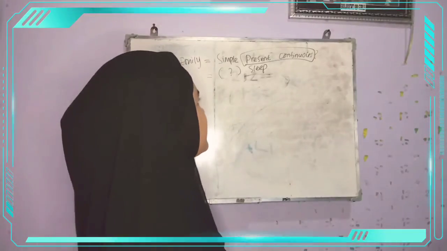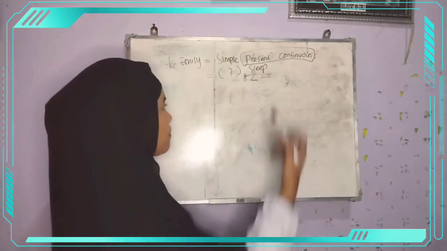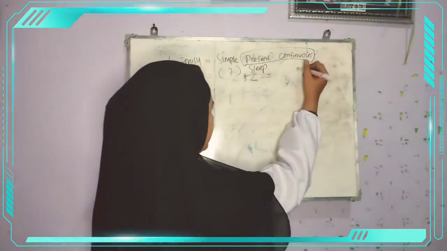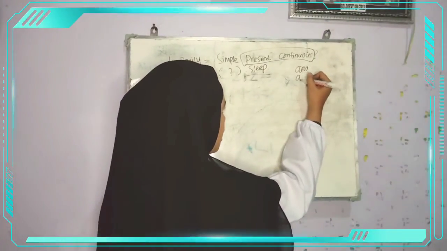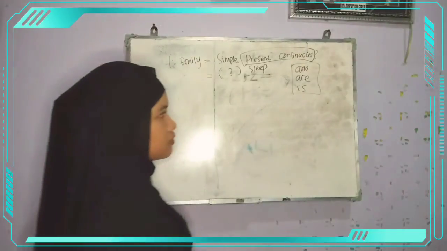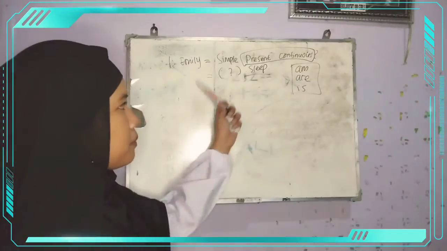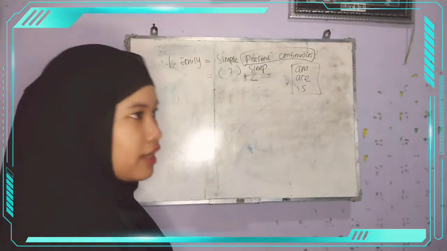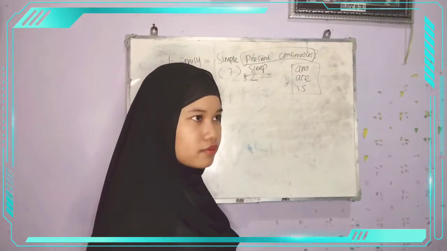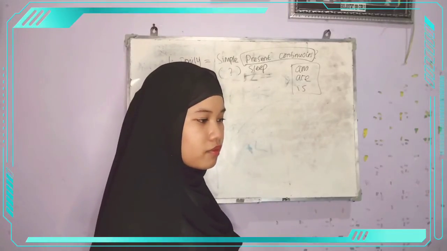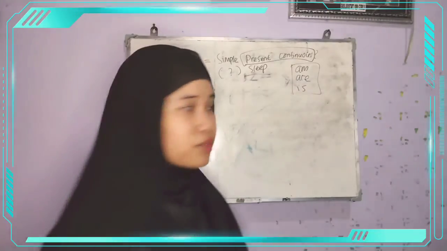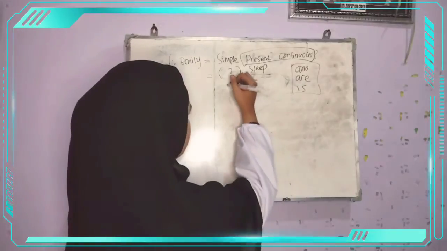Oh my god, guys. No, Emily. In simple present continuous, the to be is am, are, and is. That's the to be for simple present continuous. Okay, repeat. Sorry, ma'am. Then, is she sleeping in the living room?